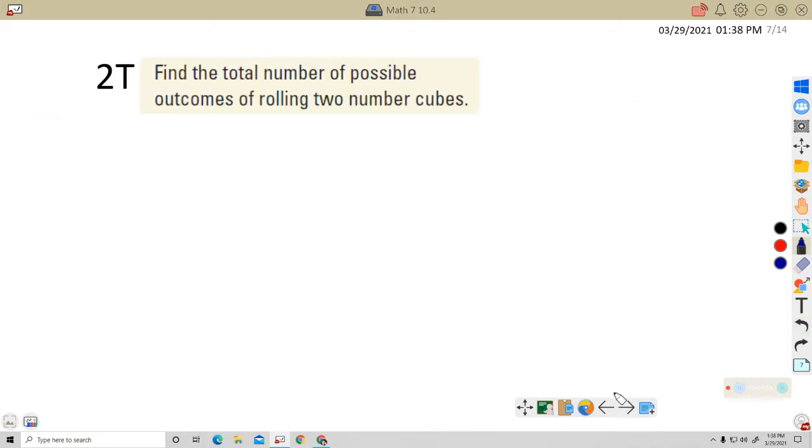Try to answer this question. Find the total number of possible outcomes of rolling 2 number cubes. All right. Go ahead and pause it. Figure that answer out, and join me on this.